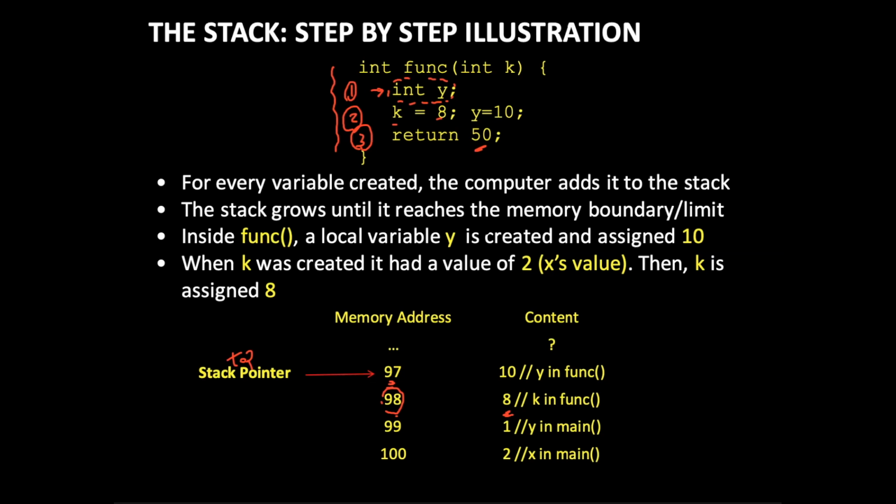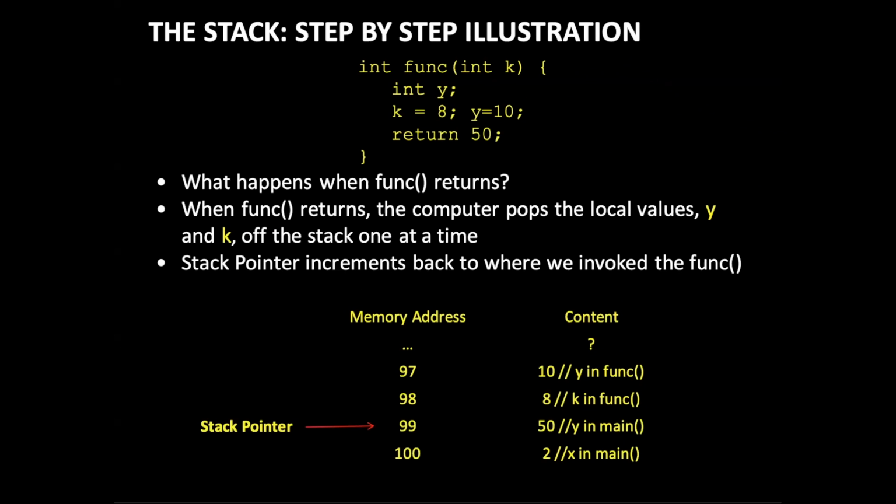Let's look at what happens next in the call stack. The question is, what happens when the function returns? When this function returns, the computer pops the local values Y and K. Why? Well, because this function is going to be out of scope. Everything you have, including the local variables like K, which is a copy of the original argument, and also Y, which is local to this function, both of these local variables are popped off of the stack.